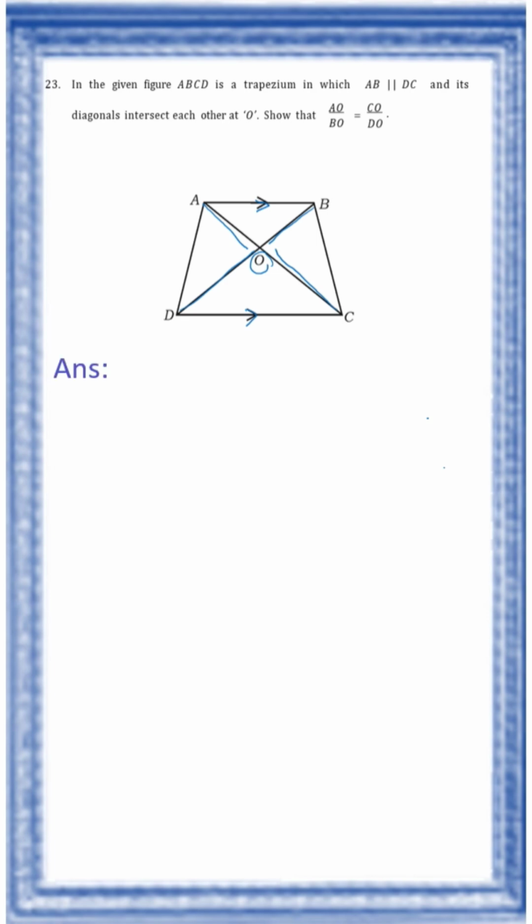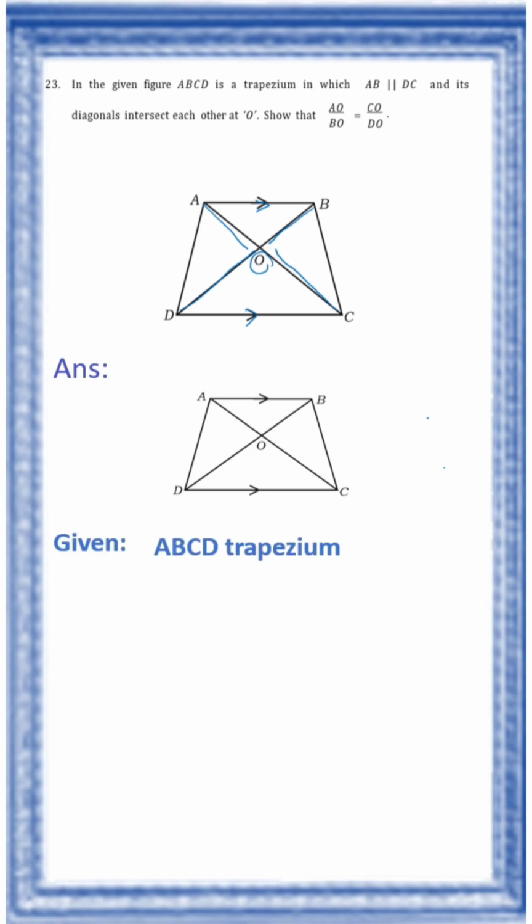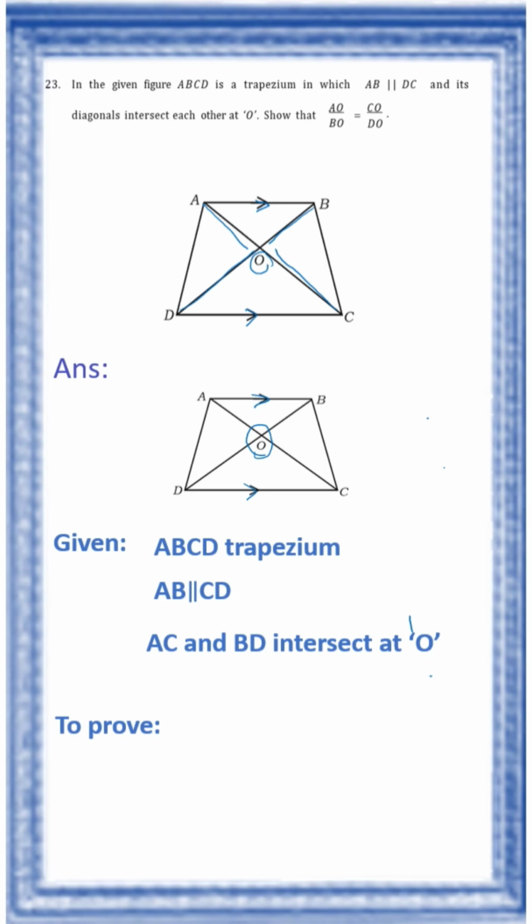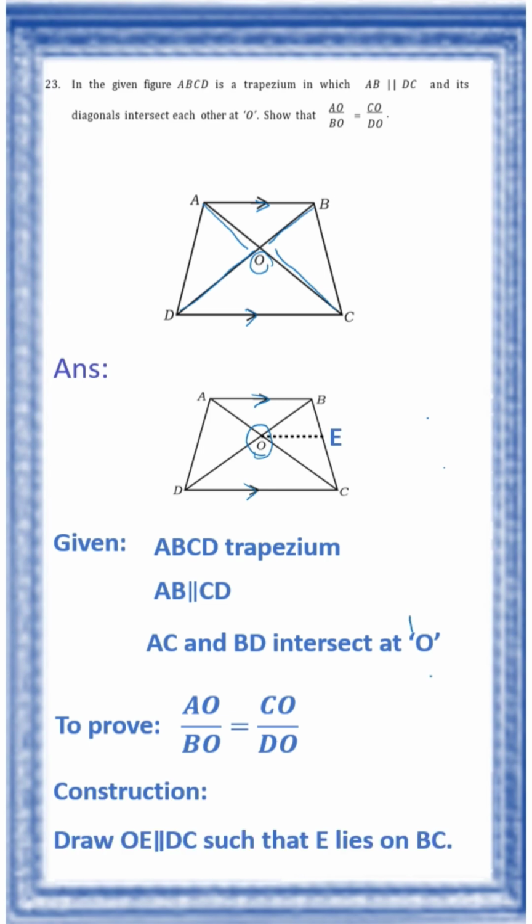Now let us have the figure. What has been given here? ABCD is a trapezium. AB parallel CD. AC and BD intersect at O. To prove AO by BO is equal to CO by DO. Construction: draw OE parallel to CD, this one and this one parallel, such that E lies on BC.